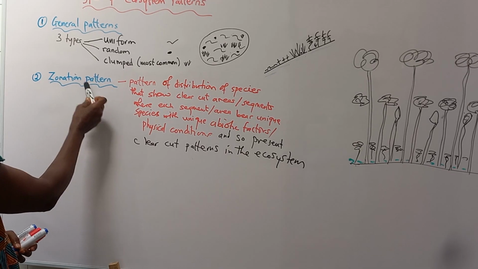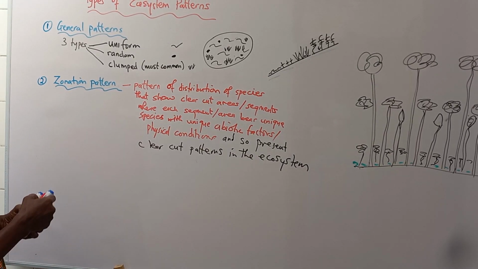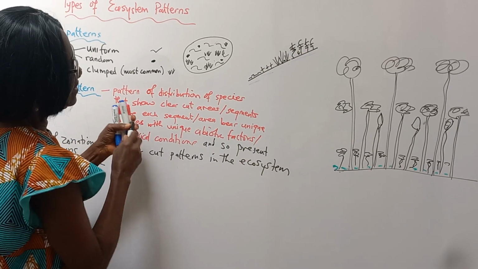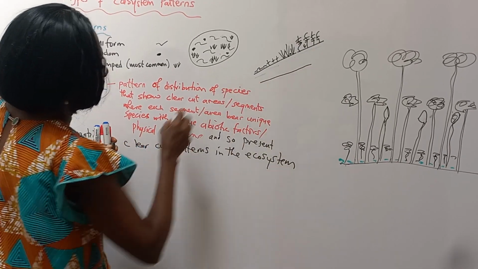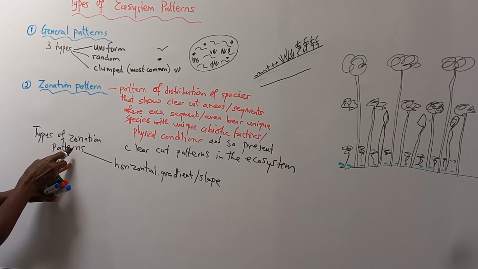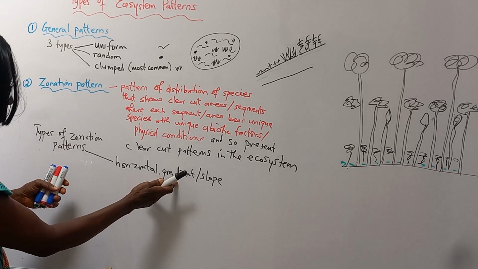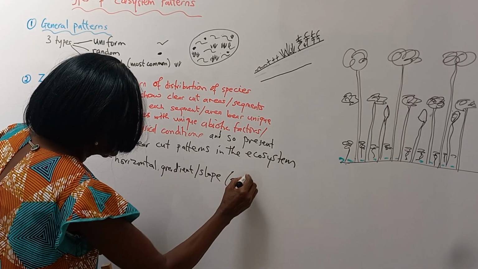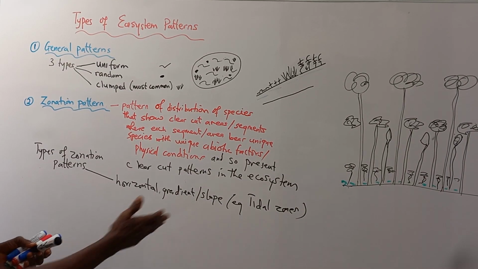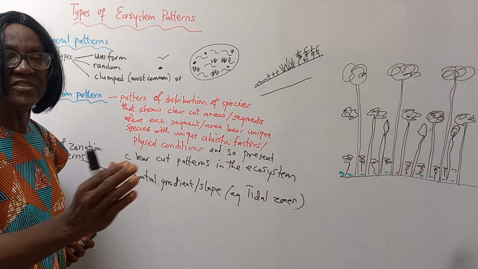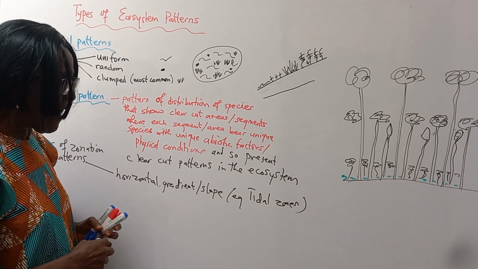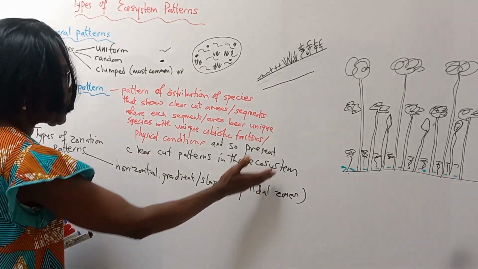So we also want to look at types of zonation patterns. This is a horizontal slope. Maybe the slope is too much, it could have been just slightly tipping. So we have horizontal. That is one type of zonation pattern, horizontal gradient or slope. An example is the tidal zones of marine habitats, where water goes out and comes in. You have corals and other organisms that show zonation.